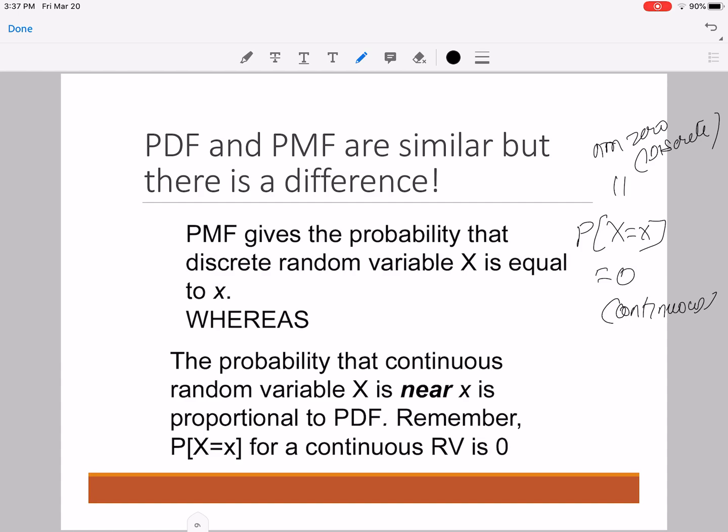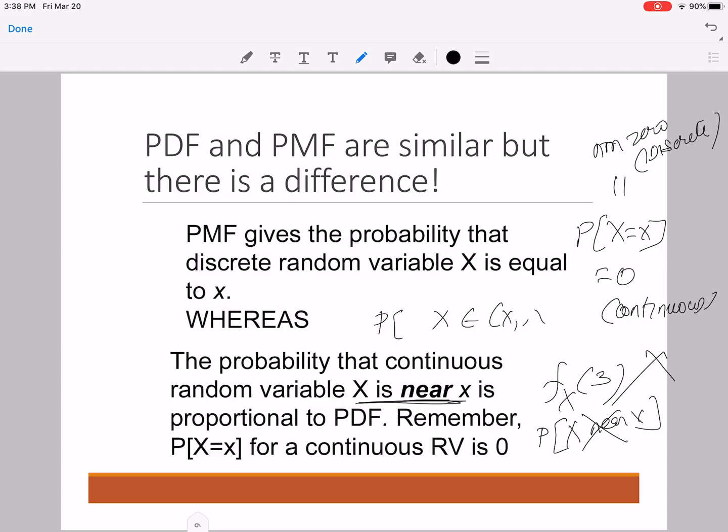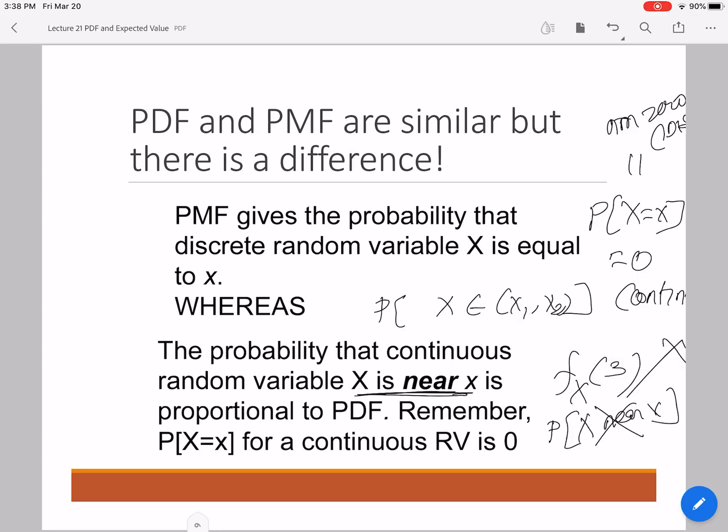The PDF happens to be similar to the PMF, but it is still quite different. Your PDF is going to give you an indication of the probability that X is near small x, and nothing more than that. We will never be interested in the value of the PDF at a particular point. But as I mentioned before, we'll be interested in finding the probability that X belongs to an interval. So those are the subtle differences between a PDF and a PMF. They are both probability models of discrete and continuous random variables respectively, but there are a lot of differences when you consider them mathematically.